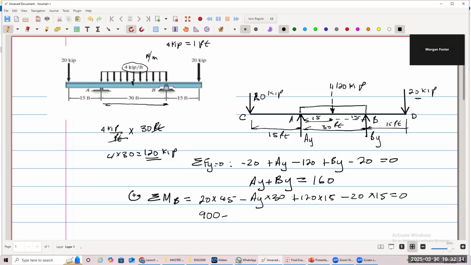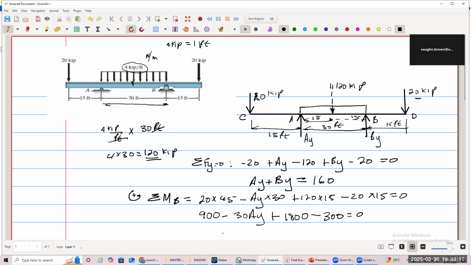Right. Minus 30 AY plus 120 now times 15. How much is that? That is 1800. 1,800. All right. Minus the last one now is what? Minus 20 times 15. That looks like 300, yes. Equals 0. So from there, you're simply just going to resolve these.